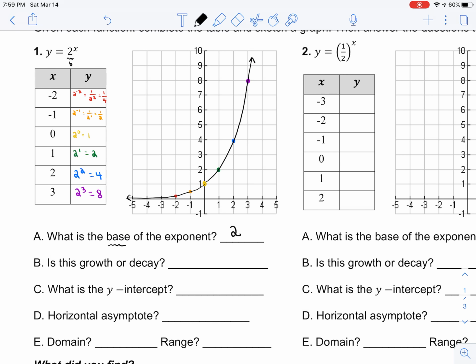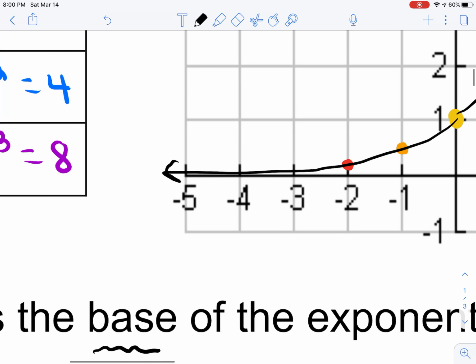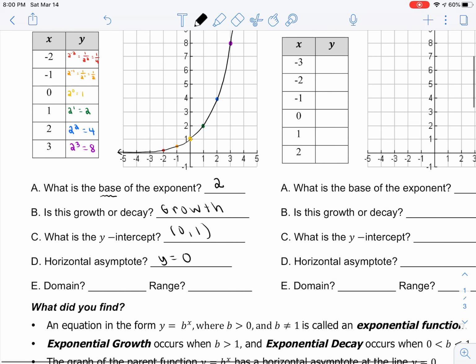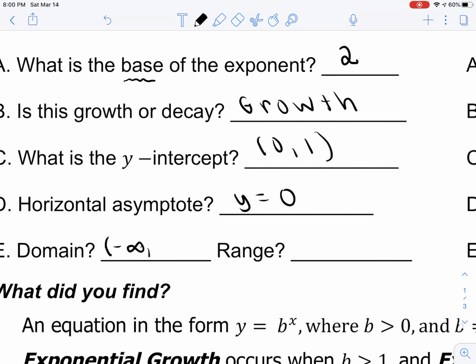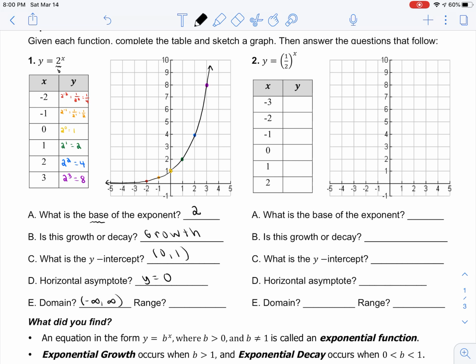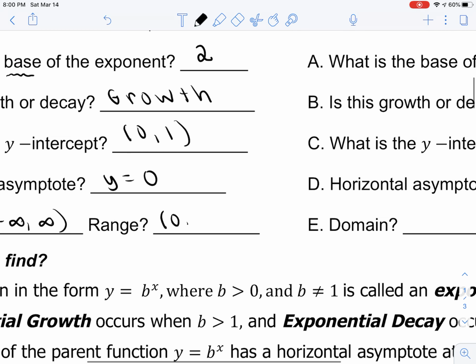And as you can see from the graph, this is a growth function. We keep multiplying by powers of 2. This will grow left to right. The y-intercept of our graph is 0, 1. And that horizontal asymptote, as I discussed, is where this flattening out of the graph happens, which we saw to happen at y equals 0. Now, for all exponential functions, the domain is negative infinity to infinity, and the range is dependent on that horizontal asymptote. Notice we are always above that horizontal asymptote, so our range would be from 0 to infinity.